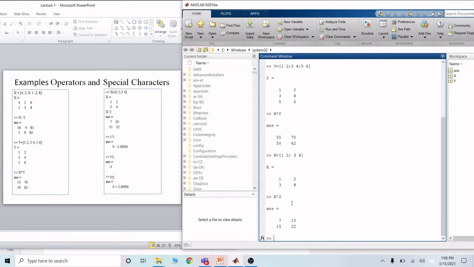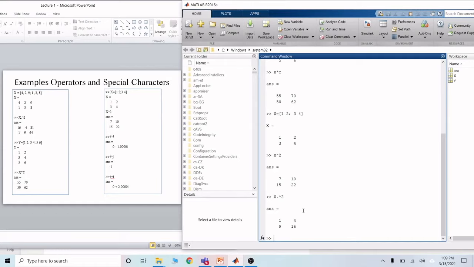The answer is 7, 10, 15, 22. You can multiply x cross x, then you will find that the answer is 7, 10, 15, 22. If I put dot caret 2, then the answer is 1, because 1 squared is 1, 2 squared is 4, 3 squared is 9 and 4 squared is 16. That is the difference between dot caret and caret.